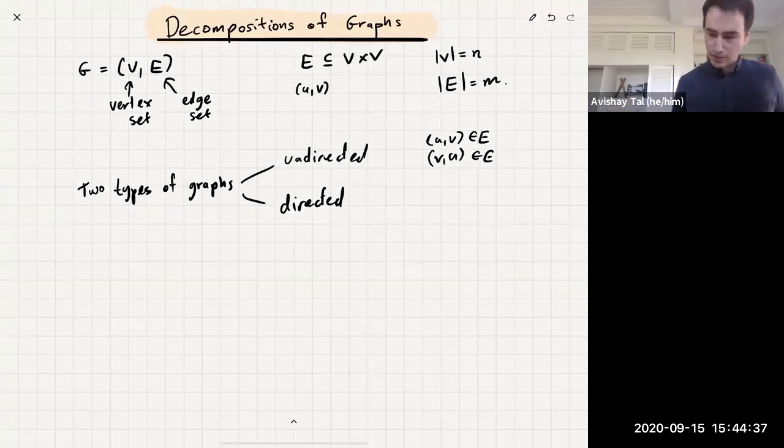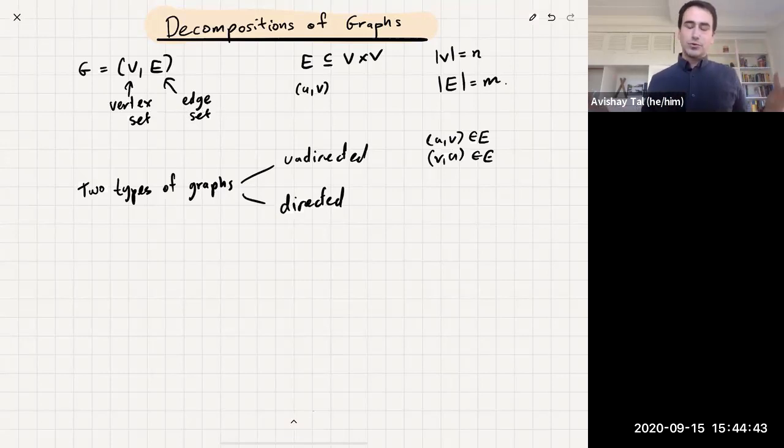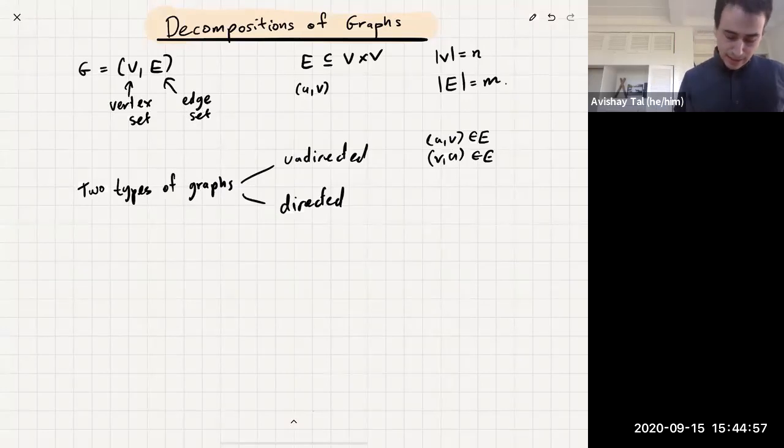Okay, so when we talk about graphs, we need to represent them some way in our computers, right? So we need to think of data structures for them. And there are two well-studied and widely used data structures. So one is an adjacency matrix.